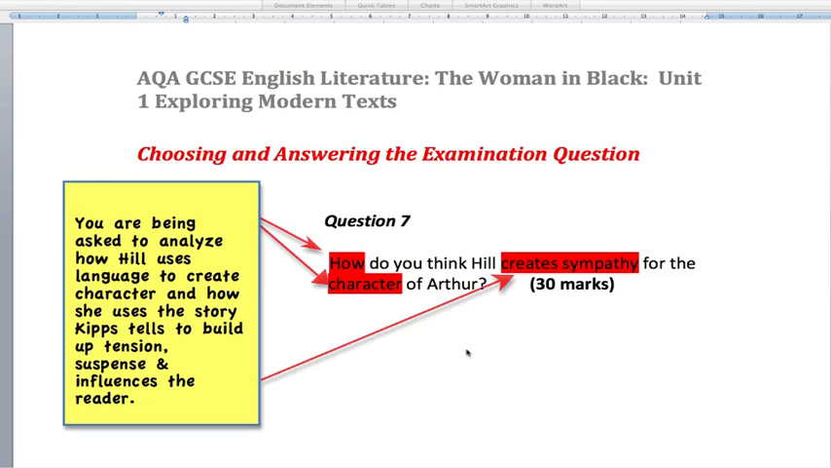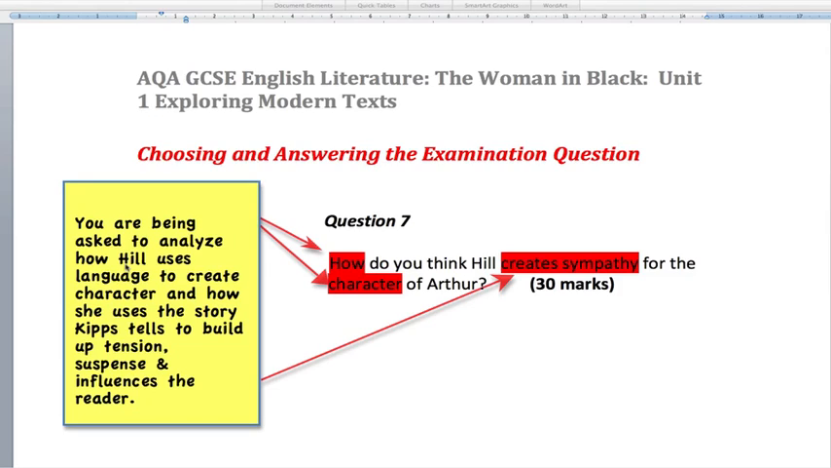You've got to show how and why Hill has created such a convincing picture of her first person narrator Arthur Kipps. It's how she uses language to convince us of his character, to convince us of his situation, his loneliness, his feelings of loss, his fear, and make us believe in Arthur as a character and want to find out what happens to him throughout the story.